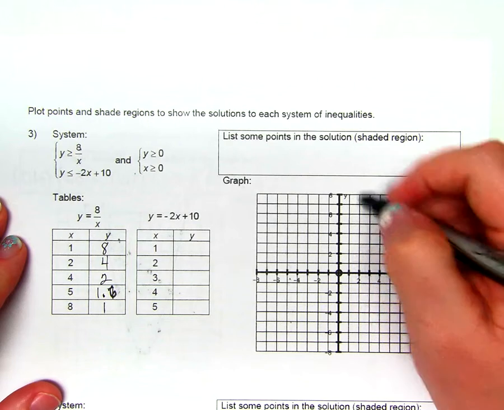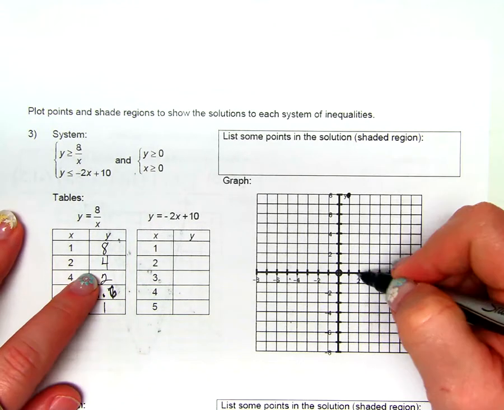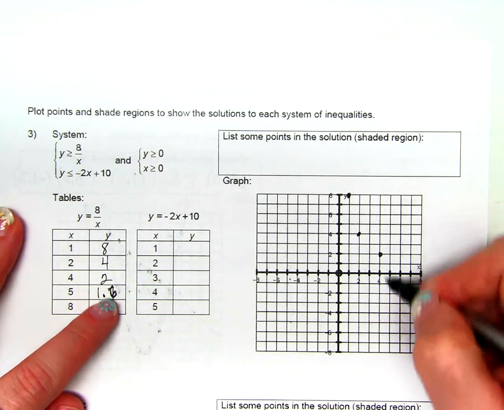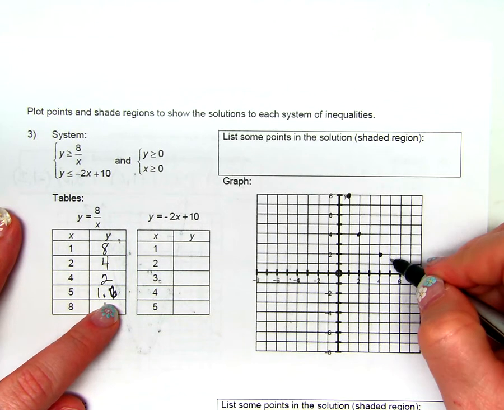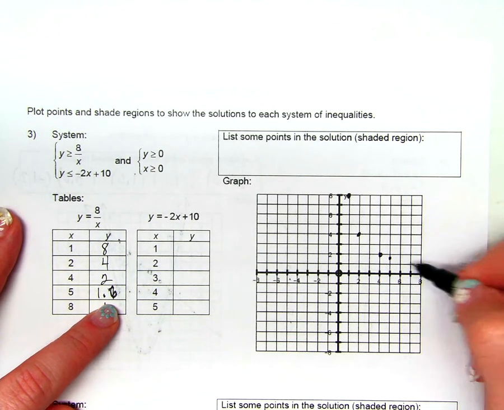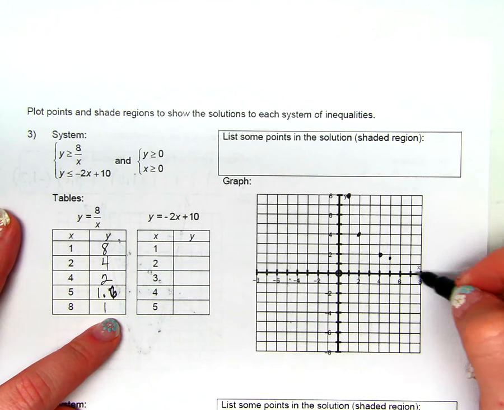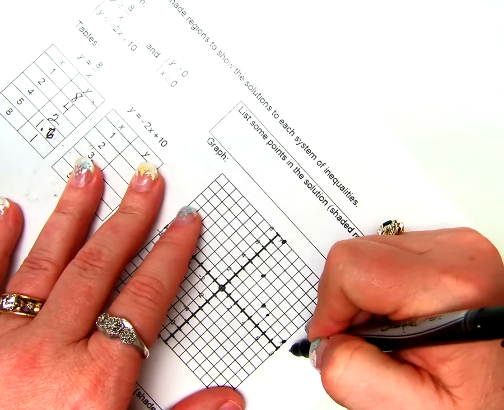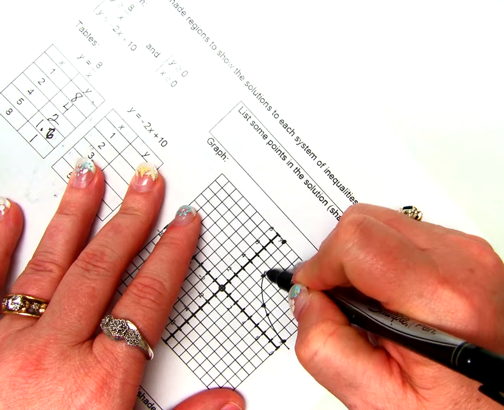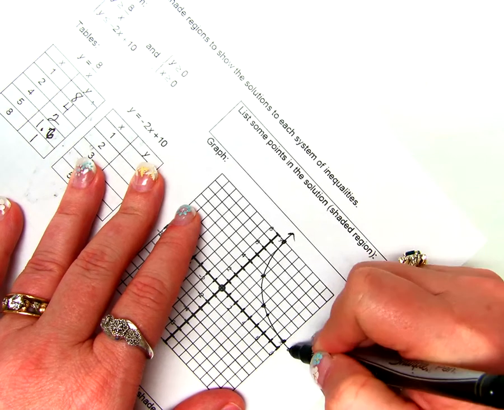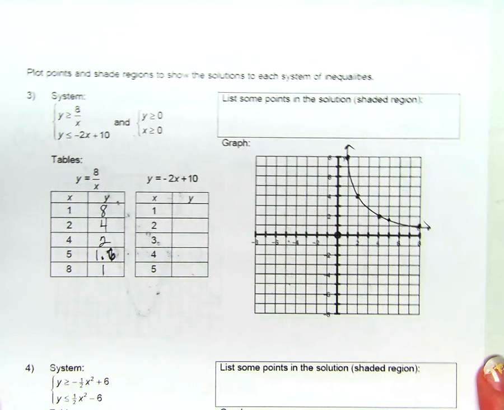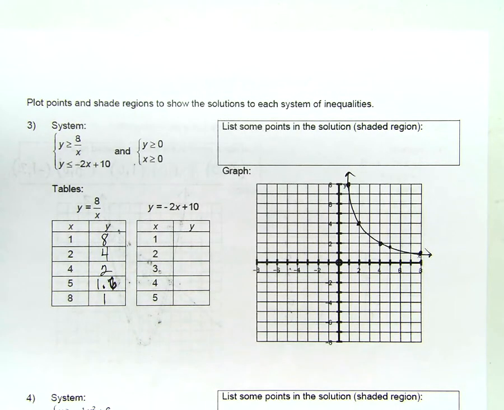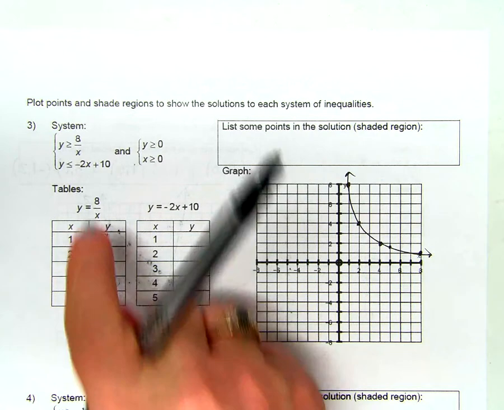So when x is 1, y is 8. When x is 2, y is 4. When x is 4, y is 2. When x is 5, y is 1.6, not 1.7. When x is 8, y is 1. Okay, so far? All we did is graph the points that we have, right? Okay, what about the next one?